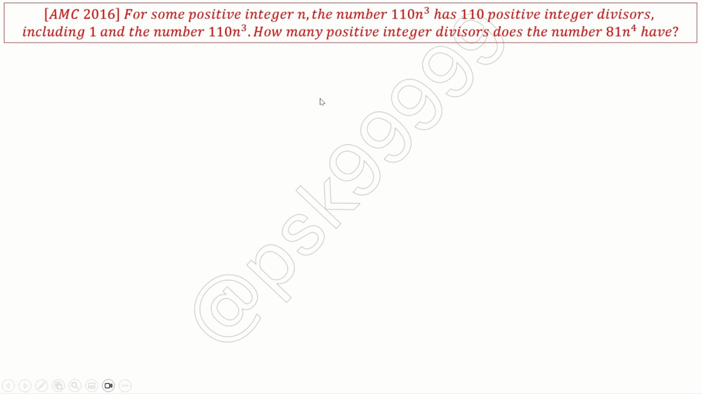For some positive integer n, the number 110 n cube has 110 positive divisors, including 1 and the number 110 n cube. How many positive integer divisors does the number 81 n to the power of 4 have? This is one of the very common questions that comes in AMC as well as sometimes in IOQM. So understand these factors and divisors very well.